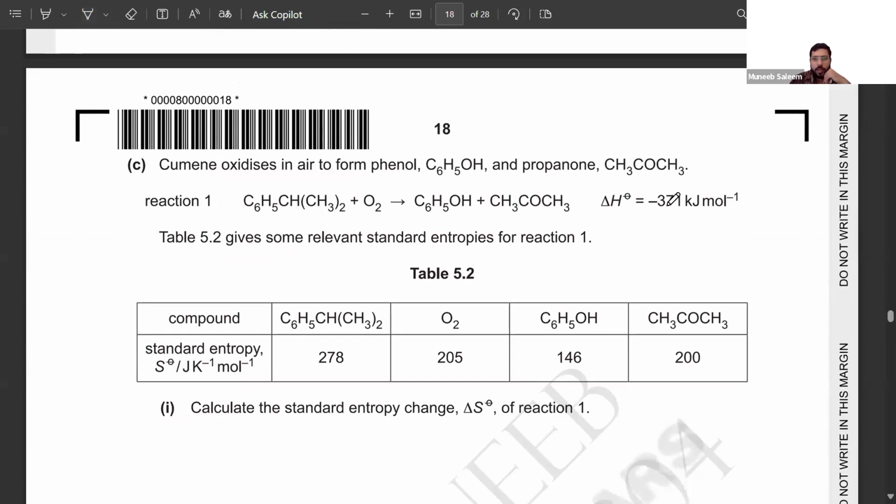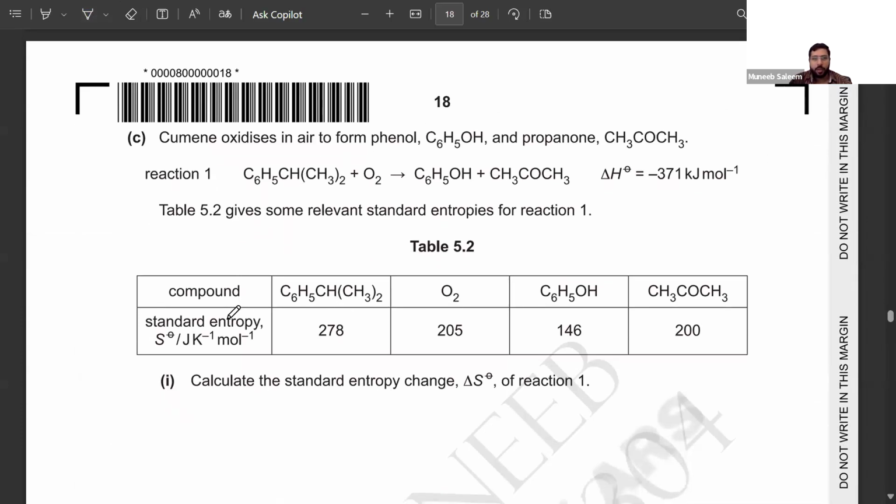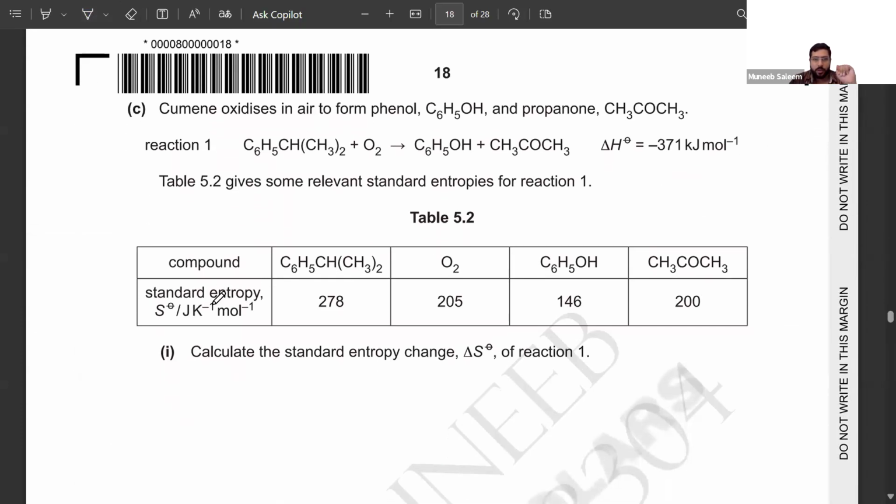Reaction 1 is given with the delta S value. So then we have this table. The table shows the standard entropy values for these compounds and the elements. Calculate the standard entropy change, delta S naught, of reaction 1. So we have the standard entropy values for all four substances.